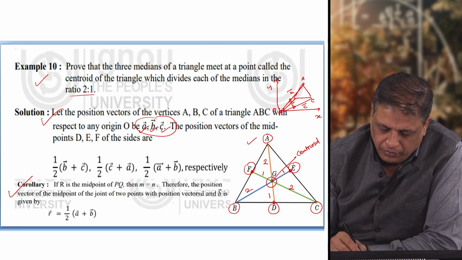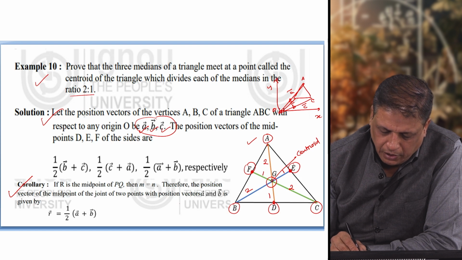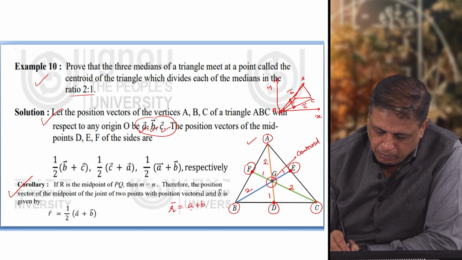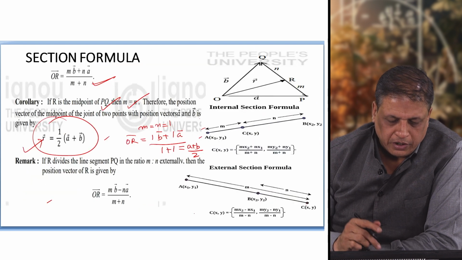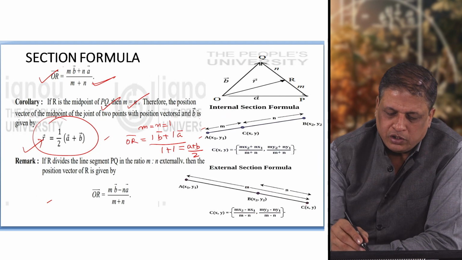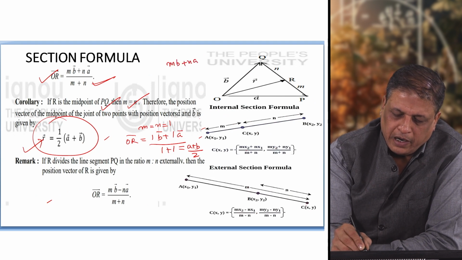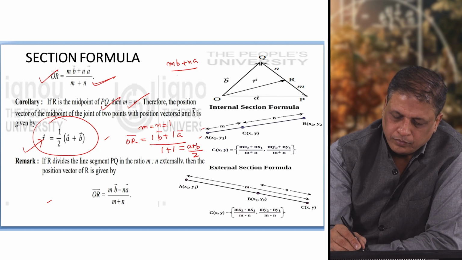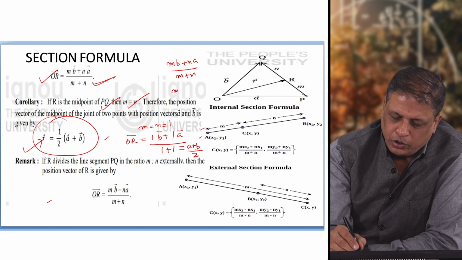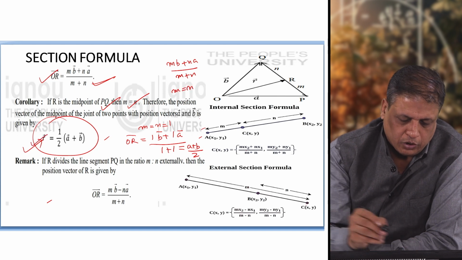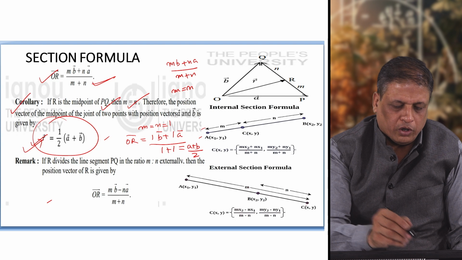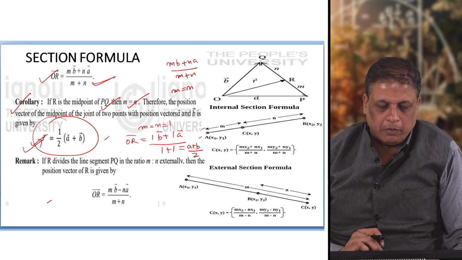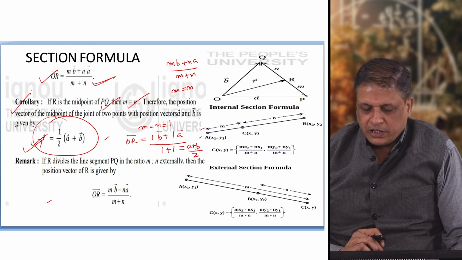We learned that in the section formula case, if it is a midpoint, then the internal section will be (A plus B) by 2. The section was (MB plus NA) by (M plus N), and if M is equal to N, then it resolves to R is equal to (A plus B) by 2. This was the corollary which we discussed when we were discussing the internal section formula and external section formula.